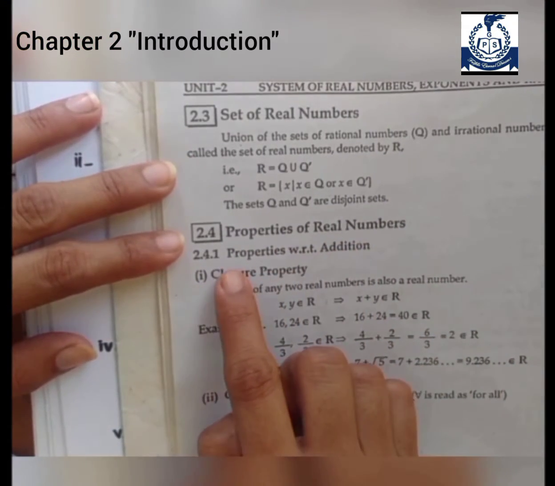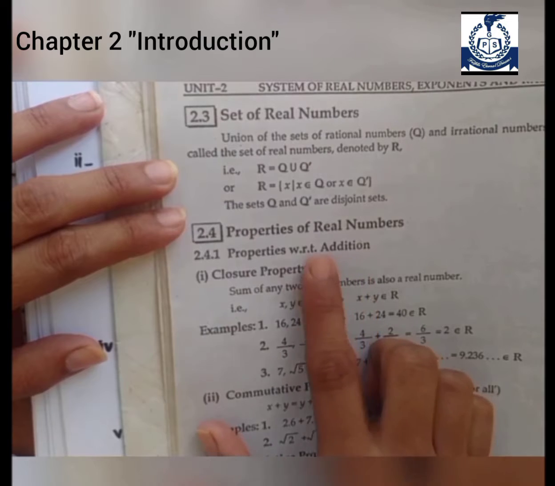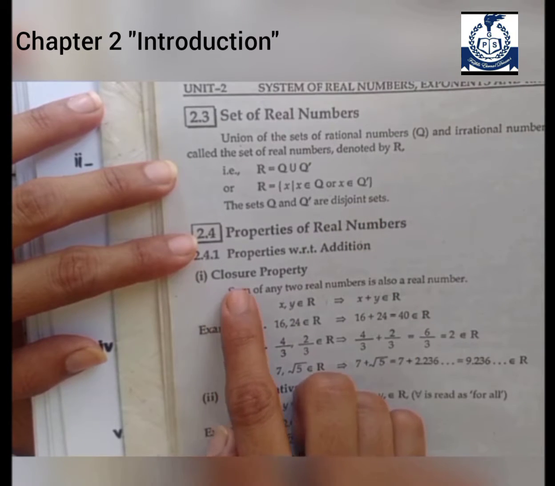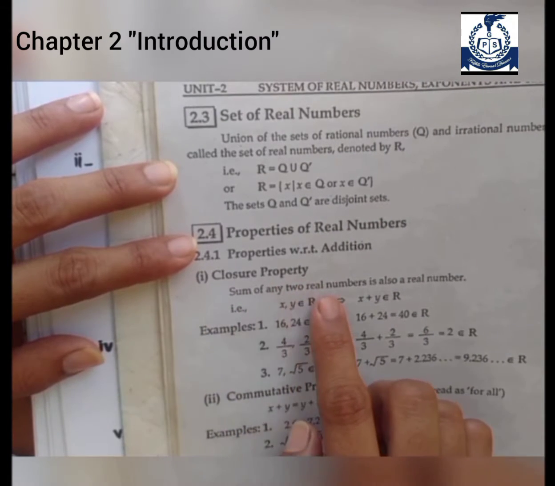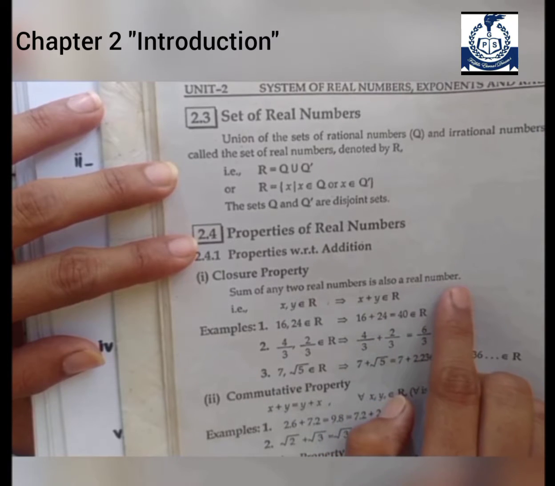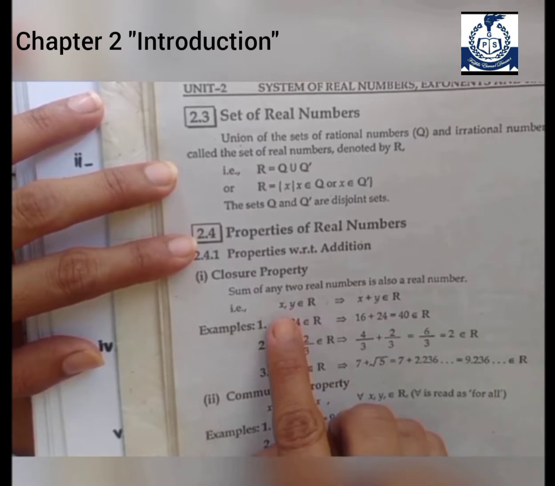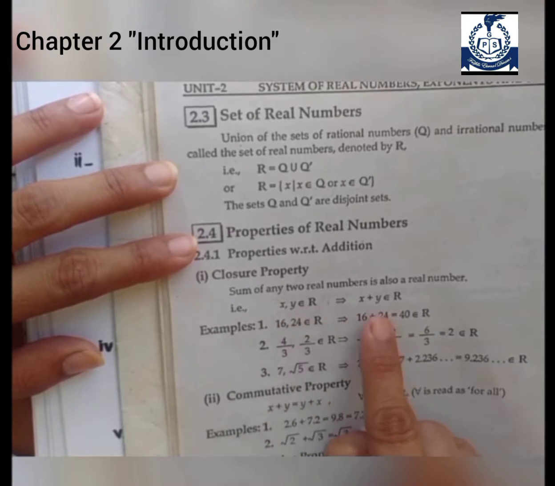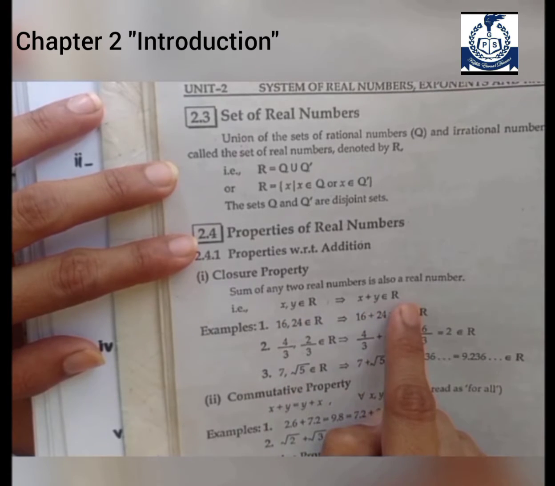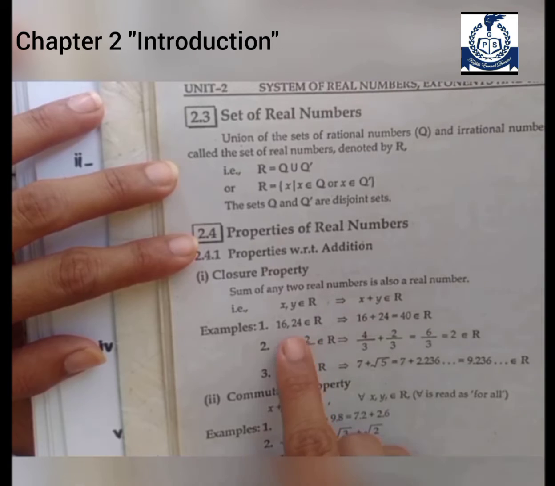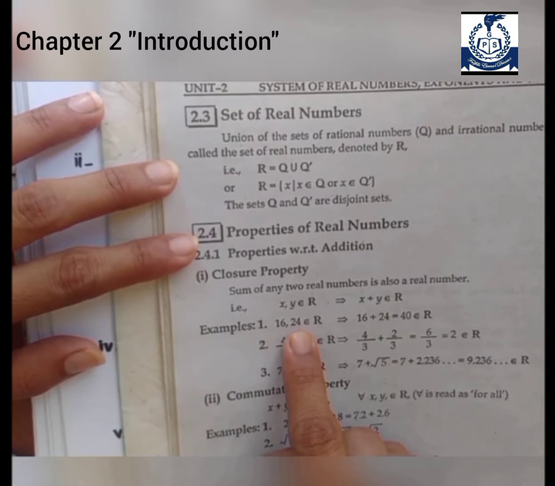Properties of real numbers. Properties with respect to addition. Closure property. Sum of any two real numbers is also a real number. So if we add x plus y, we get the answer, and this is also a real number.